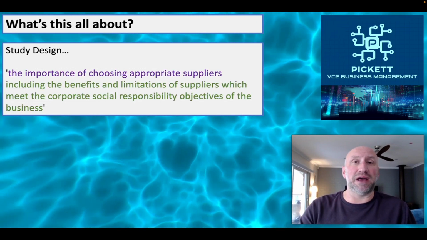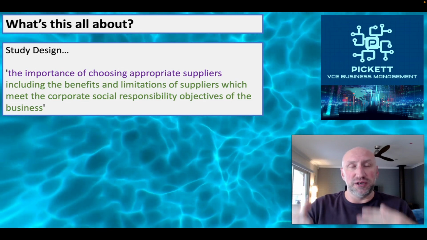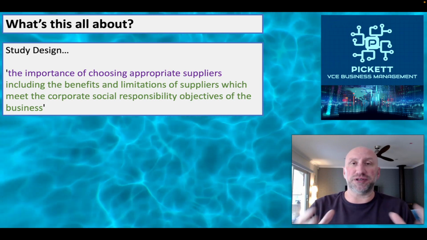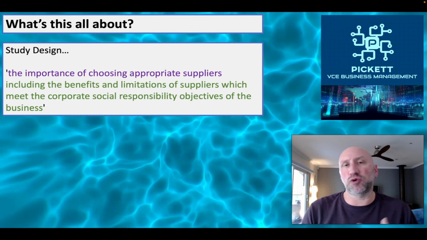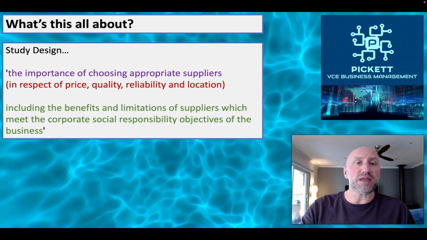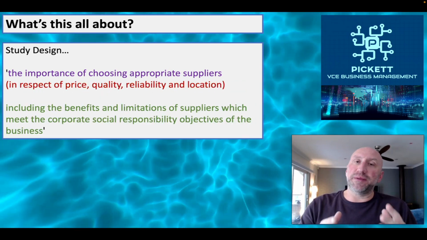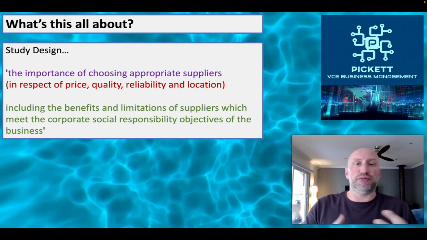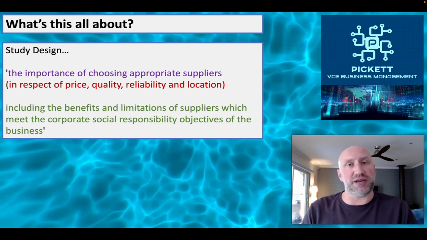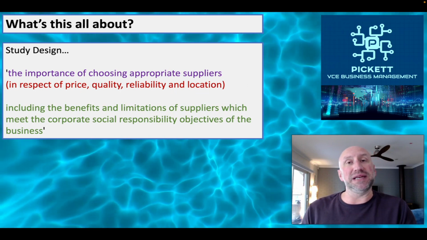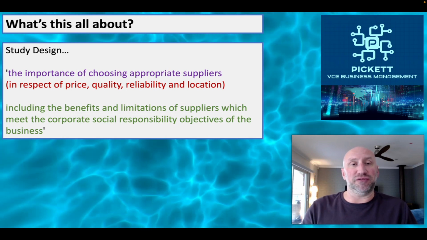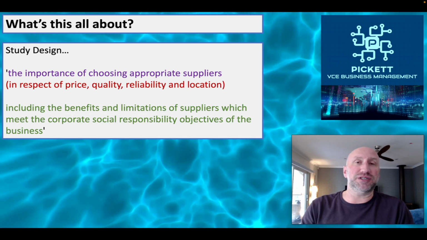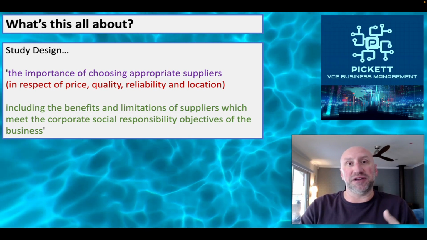Now we're going to break that down into two kind of component parts and treat them as like a part one, part two. So first off, the importance of choosing appropriate suppliers, and then we're going to look at the corporate social responsibility angle. So when we talk about the importance of choosing appropriate suppliers, basically what we're talking about here is appropriate suppliers in respect of the price that you're going to pay, the quality that you're going to get, the reliability of those suppliers, and the location of them. So that's what we're going to look at now, breaking that importance of choosing appropriate suppliers into those kind of different areas, if you like.